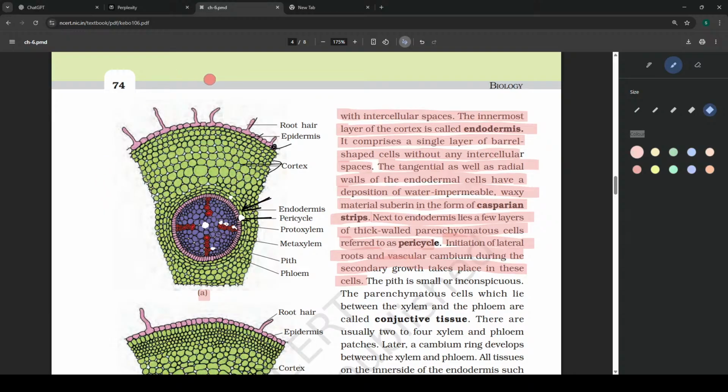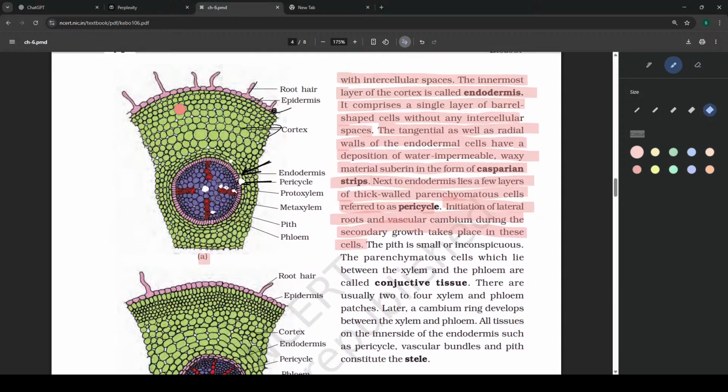The pericycle is where lateral growth initiation occurs; we saw the cambium helps in lateral growth initiation. This initiation of the secondary growth starts at the pericycle cells. And in the case of the dicotyledonous root, the pith is small and inconspicuous. The parenchymatous cells which lie between the xylem and phloem are called conjunctive tissue.